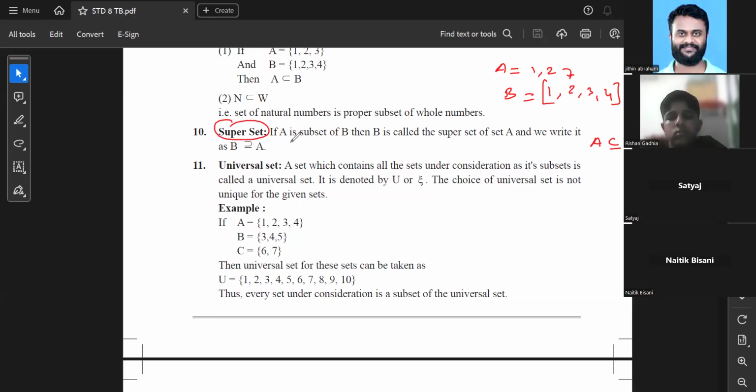So the condition is, if A is a subset of B, then B will be a superset of A. The symbolic representation is the reverse of subset: flip the subset symbol left to right. That's it. Am I clear? Sir, it works for subset and proper subset both, right? Yes, both. And we don't say super proper subset. No, it is only superset.